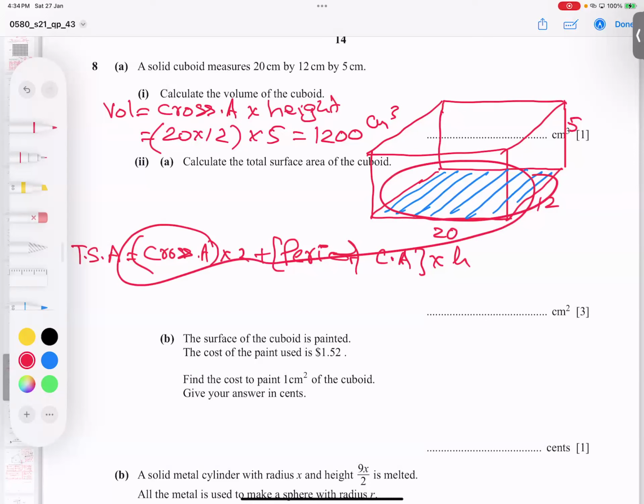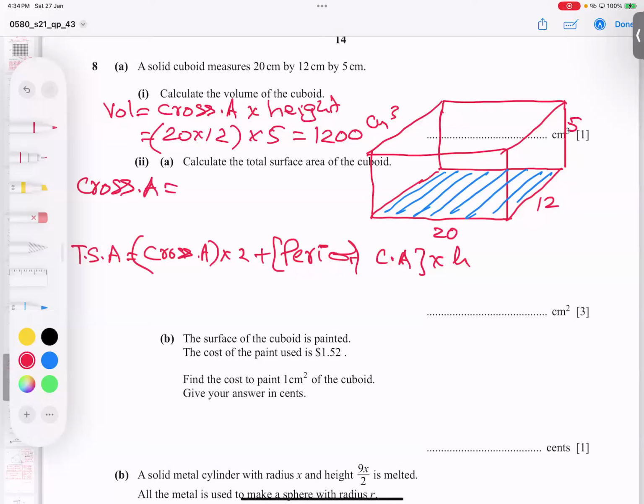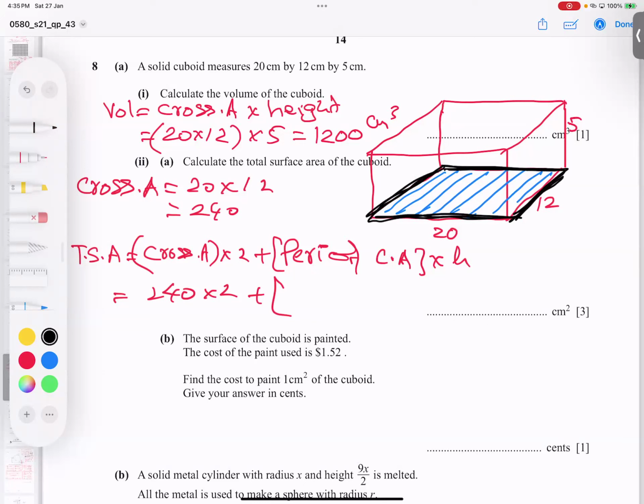The cross area shape is the bluish area, so 20 into 12 is the cross area. I can find it separately or do it directly, no problem at all. So here I got 12 times 20, which is 240, my cross area shape, times 2. Plus, what is the perimeter? Let's make a black color line around it. This is called the perimeter of the cross area. What is the definition of perimeter? The outer boundary of a shaded area is called its perimeter. So this bluish area is called the cross area, and the blackish boundary is called the perimeter of the cross area.